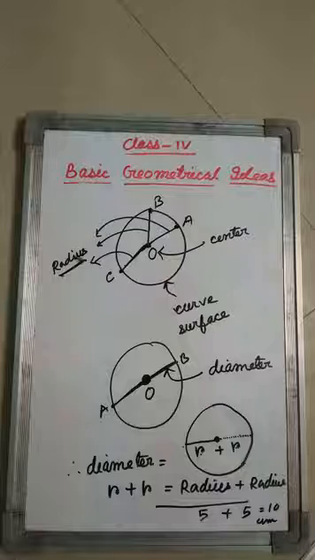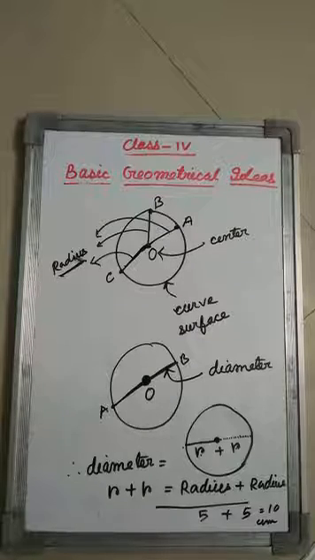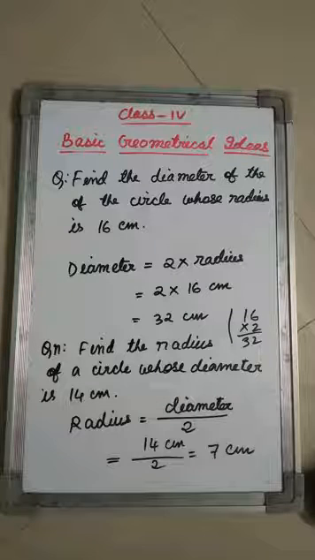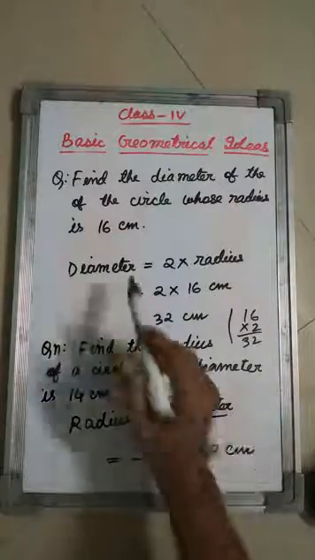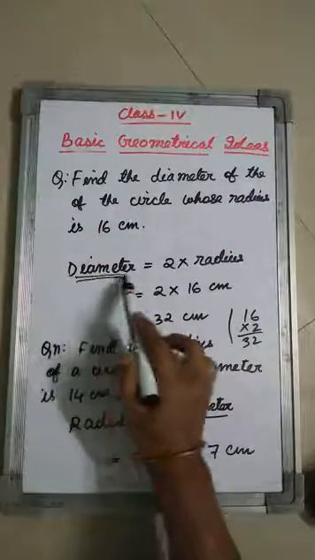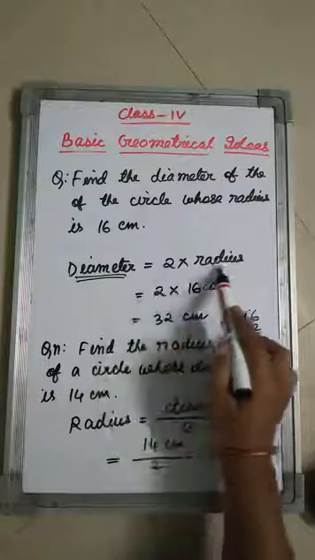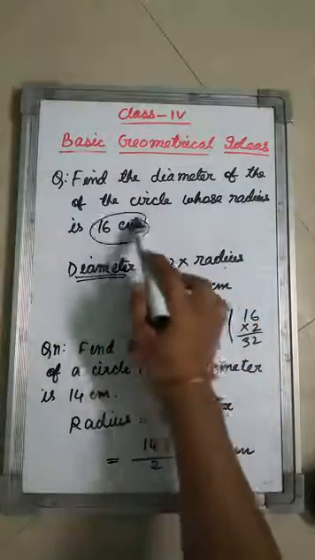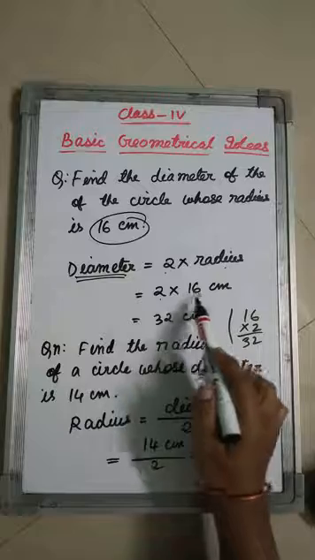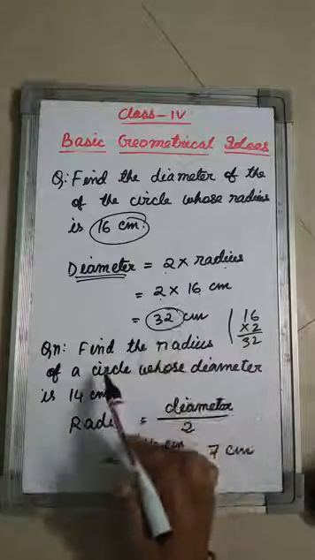I will show how to solve this. After that, you will be able to solve how to find the diameter and radius of a circle. Here I am explaining two examples. Find the diameter of the circle whose radius is 16 centimeter. So diameter, as I have mentioned, is 2 into radius. Radius is 16 centimeter. So 2 into 16 is 32 centimeter.